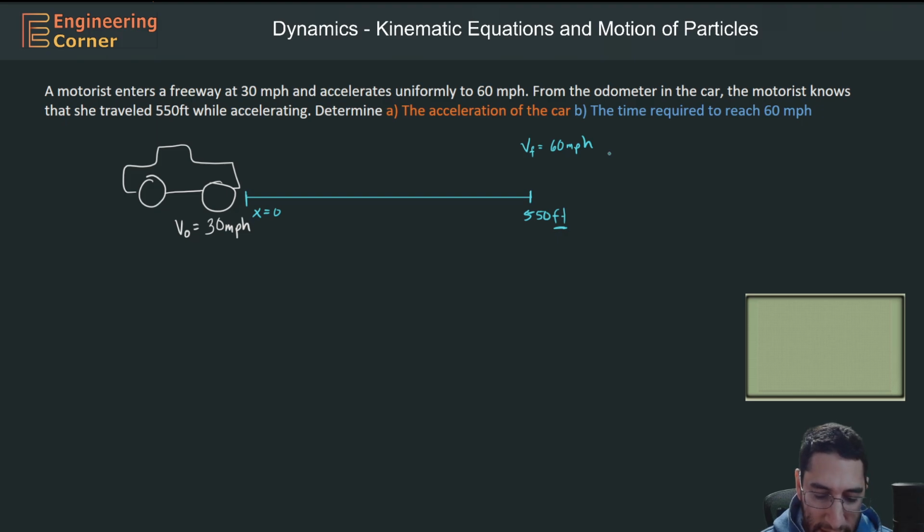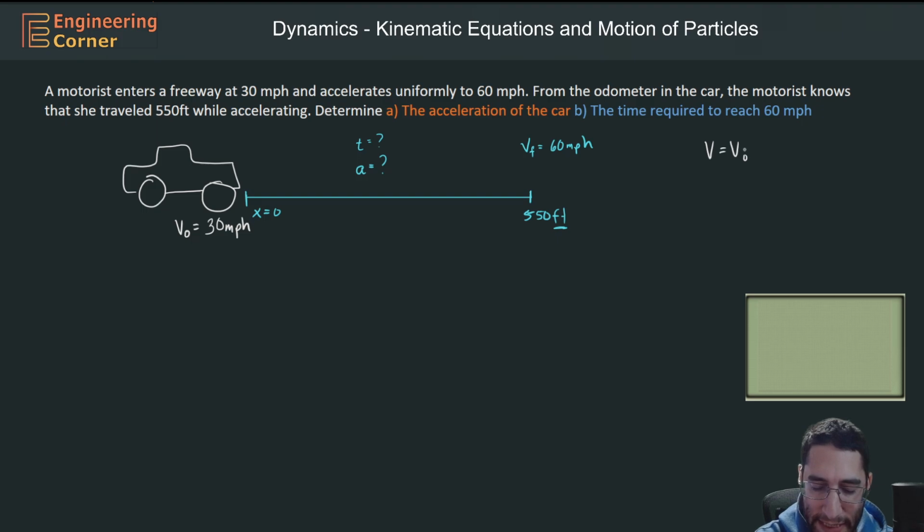We want to figure out what the acceleration is and what the time is. We don't know what our acceleration is, but we know it's going to be positive because we're getting faster. And we don't know this time, so we don't know how long this will take. So when we go back and look at the equations we have, I'm just going to write them right here.